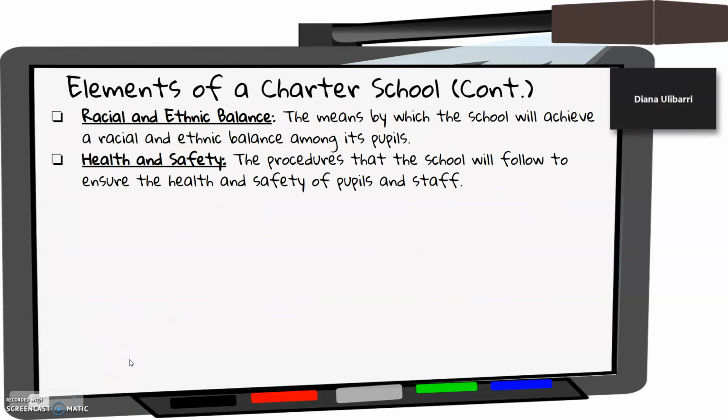And to go further with the elements of a charter school, we also have the racial and ethnic balance, which means the school will achieve a racial and ethnic balance among its pupils. So there's a lot of diversity in a lot of charter schools. Health and safety is another big one: the procedures that the school will follow to ensure the health and safety of pupils and staff. Moreover, during the COVID pandemic, a lot of charter schools were able to fulfill all the students' needs to make sure that their health and safety was intact.